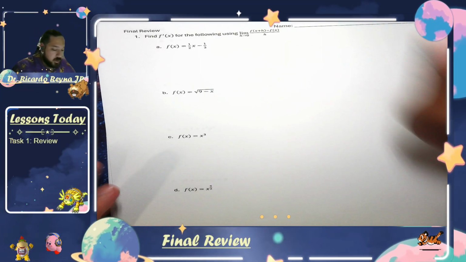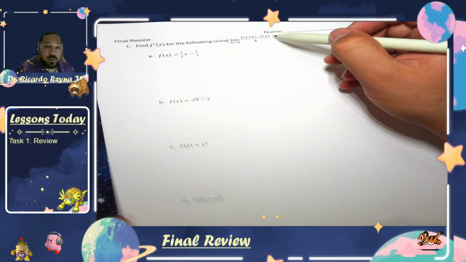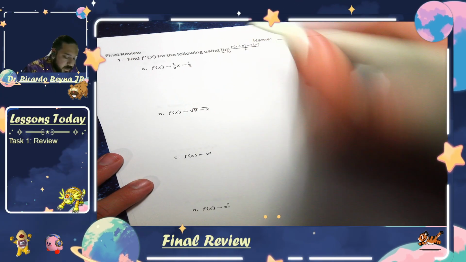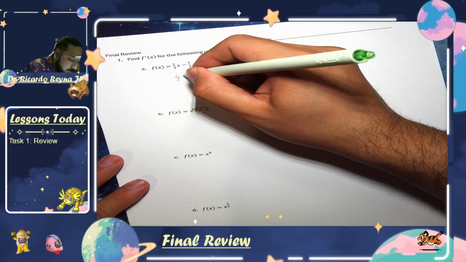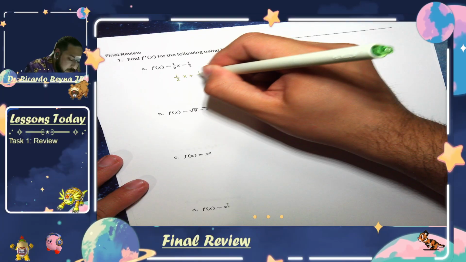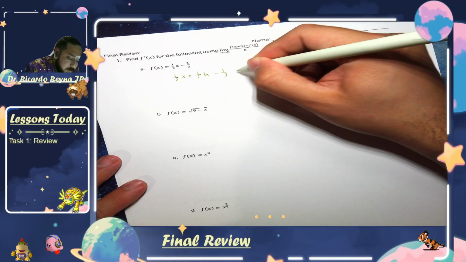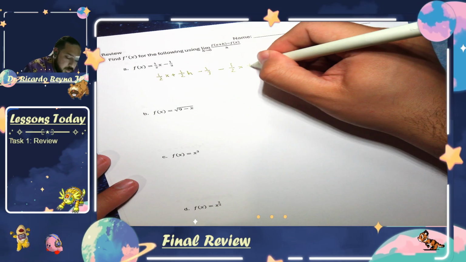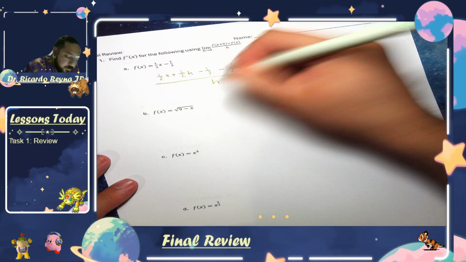So first, it says find the derivative for the following using this specific definition of derivative. So let's go ahead and do that. We see here that we're going to do 1/2 of x plus 1/2 of h minus 1/3, and then minus f of x, which is negative 1/2 of x plus 1/3, all over h.